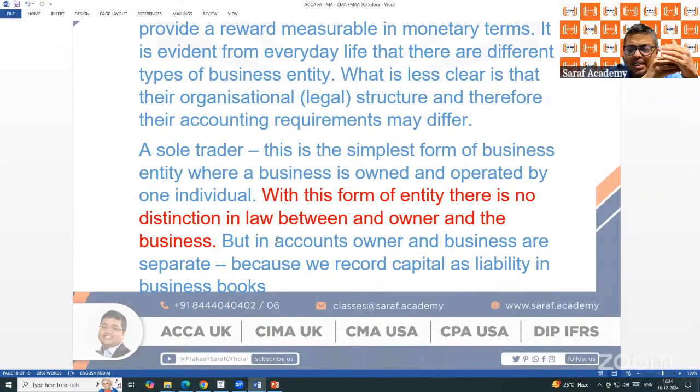If the business assets are not sufficient to pay the liability, then the business owner's personal assets will be required to pay the liabilities of the business. The separate legal entity for sole proprietorship is not relevant. But in accounts, when we prepare books of accounts, the sole proprietorship is still treated as a separate entity. Me and my business are separate.